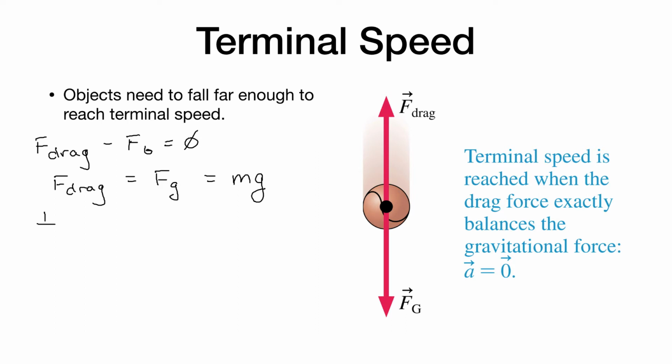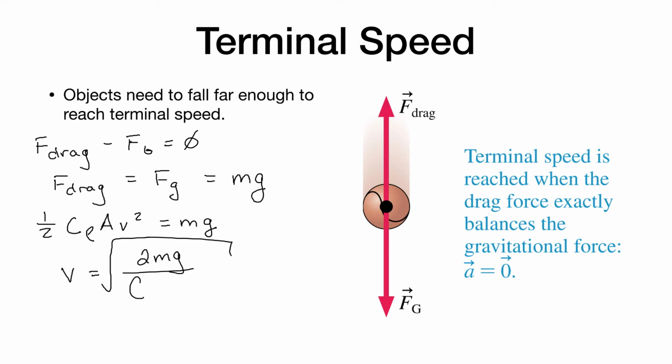So if I plug in now for my drag force, I can maneuver this equation around, multiply both sides by 2, divide both sides by c, divide both by rho, divide both by A, and find that my velocity is going to be equal to the square root of 2mg over rho, c, and A. So this is known as the terminal speed.